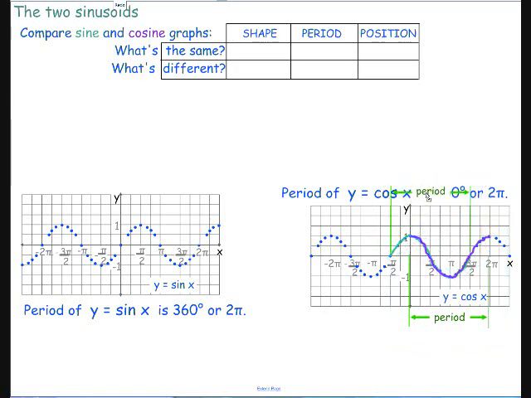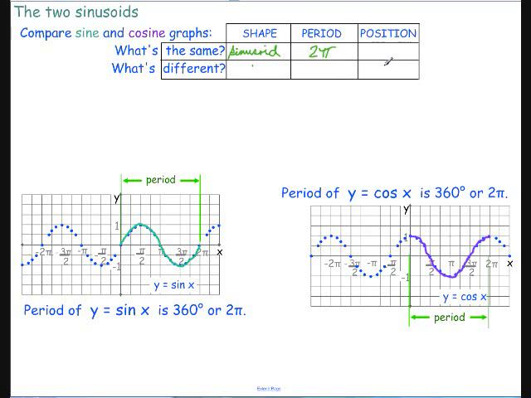And we can see that the shape is pretty much the same. Okay, so the shape is, how would we describe that? Sinusoid. Okay. What's the same? There's sinusoid. There's no difference in the shape. The period. The period is 2 pi. And they're both 2 pi, so there's no difference in their period.